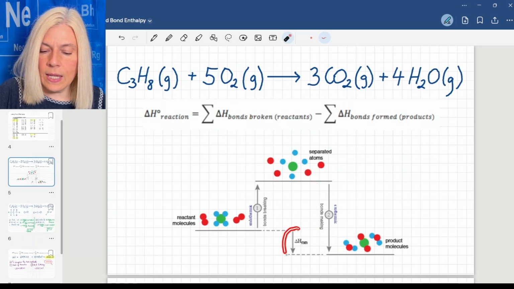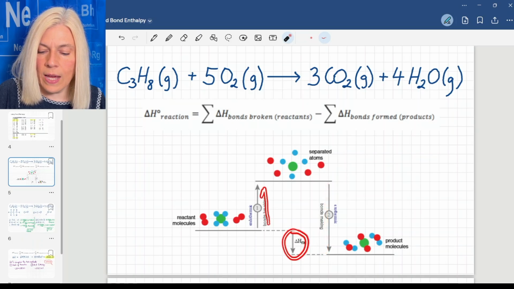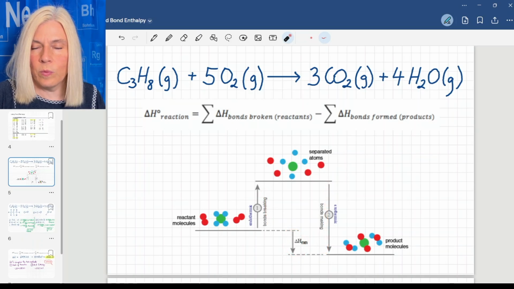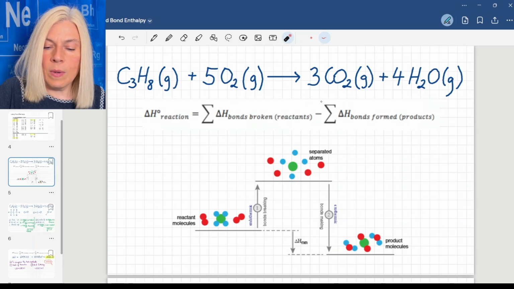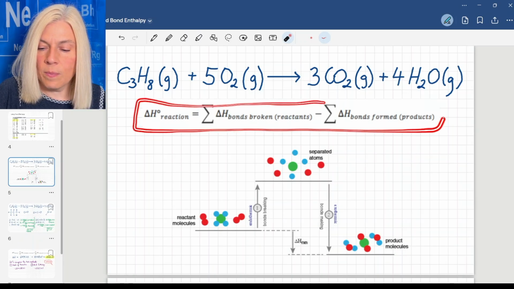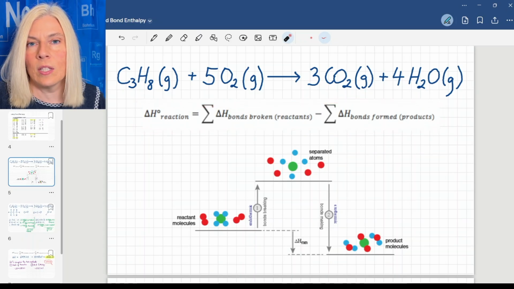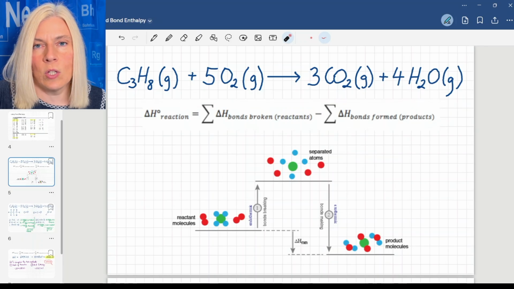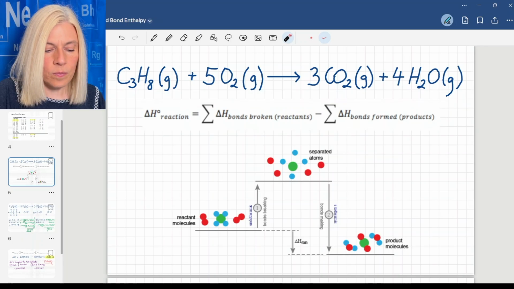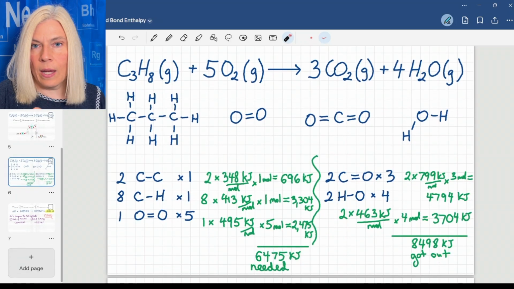Now, if this arrow is longer than the breaking, we will have an exothermic reaction, which we will have in this case because we know it's a negative number. So remember this is your formula using bond enthalpies. If you are taking the AP Chemistry test, you have to write this formula on a free response question if you're using it. Okay, so I wrote our reaction.